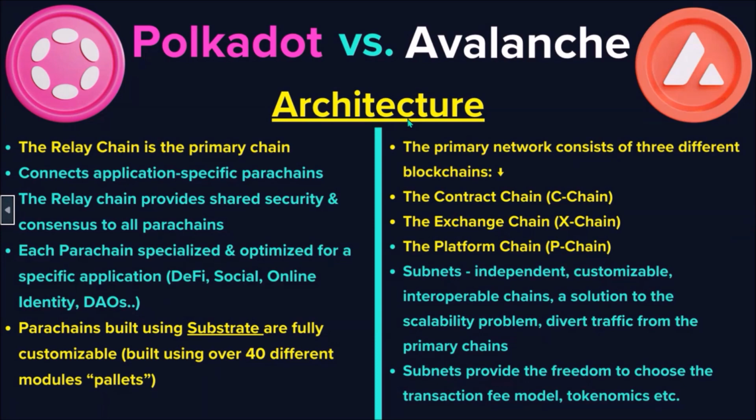Now, architecture. In Polkadot, the relay chain is the primary chain of the entire Polkadot ecosystem. The Polkadot relay chain connects all parachains and mainly provides shared security and consensus to all its parachains, meaning all parachains are secured by the same security model, so all parachains have the same security level.